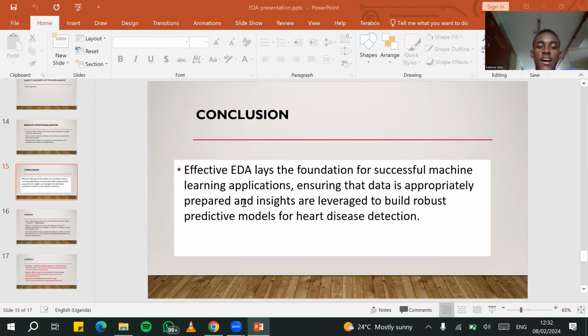In conclusion, effective EDA lays the foundation for successful machine learning applications, ensuring that the data is appropriately prepared and insights are leveraged to build a robust predictive model for heart disease detection.